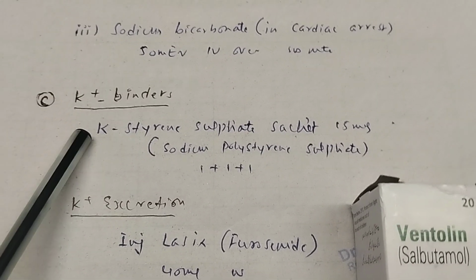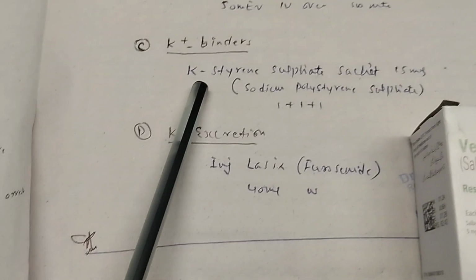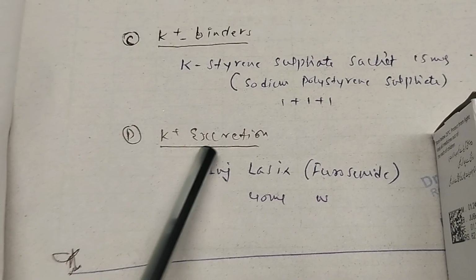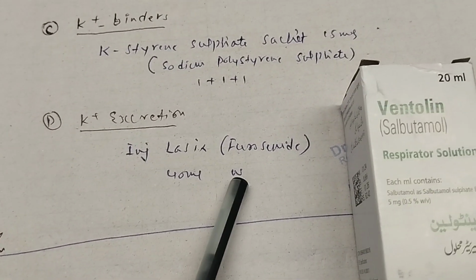Now another treatment is a K-binder, that is we call K-strain sulfate sachet 15 mg. We will give it TDS, and for potassium excretion we can give injection Lasix, furosemide. So this is the treatment for hyperkalemia.